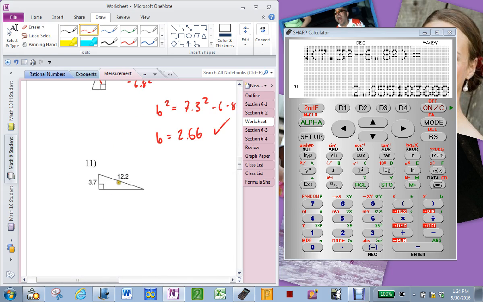Anything change here? It's the subtraction one, isn't it? Because I know the hypotenuse. So it's the square root of 12.2 squared, which is about 144, minus 3.7 squared, which is about 16. Yeah. 144 minus 16 is about 128, which is pretty close to 121. Square root of 121 is 11. So your answer is going to be 11 in a bit.